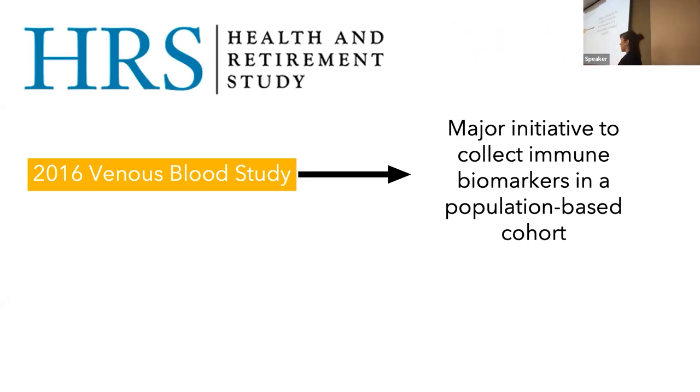And importantly, they have what was called the venous blood study in 2016, which has been a game changer in thinking about immunosenescence. So for the first time that I know of, a major initiative in a population-based cohort to collect a wide array of biomarkers, more than just a few biomarkers of usually inflammation. Sometimes you'd get one or two other things. So this has been a really big initiative. So that's why we wanted to use those data to look at immunosenescence.